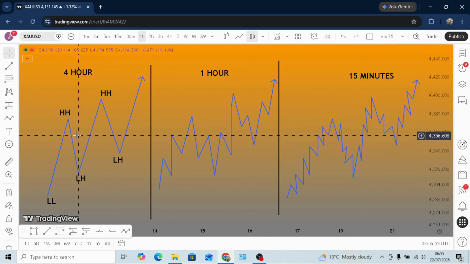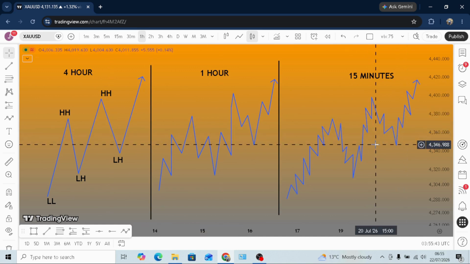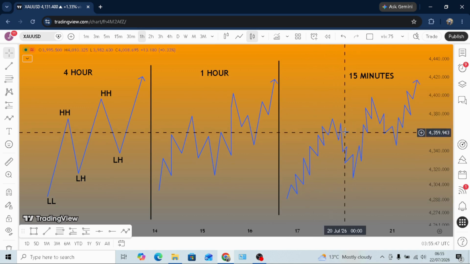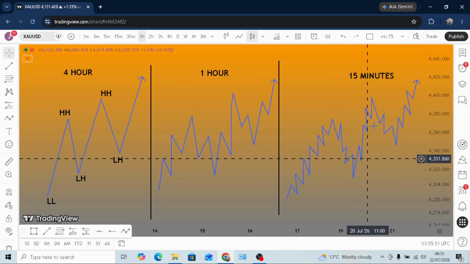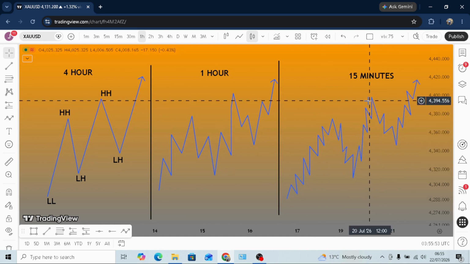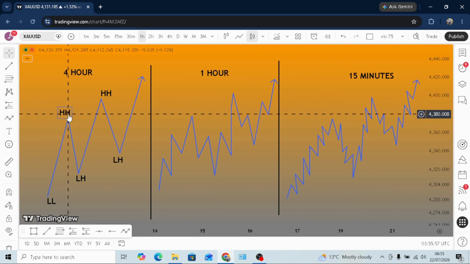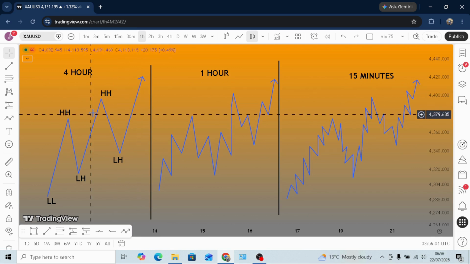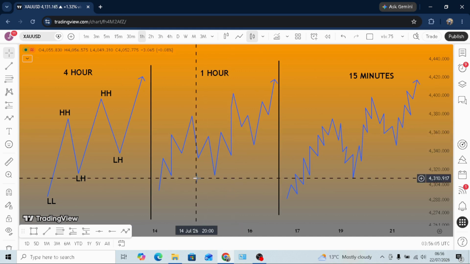You can see this is the same move but on the 15 minutes. Now on the 15 minutes you can see it is choppy. Price is hard to tell whether it's in an uptrend or downtrend until you zoom out of your chart. But on the 4-hour, if you check well, you just see it moves up, down, lower high, higher high. It's quite cleaner. Even on the 1 hour, it's not that messy.